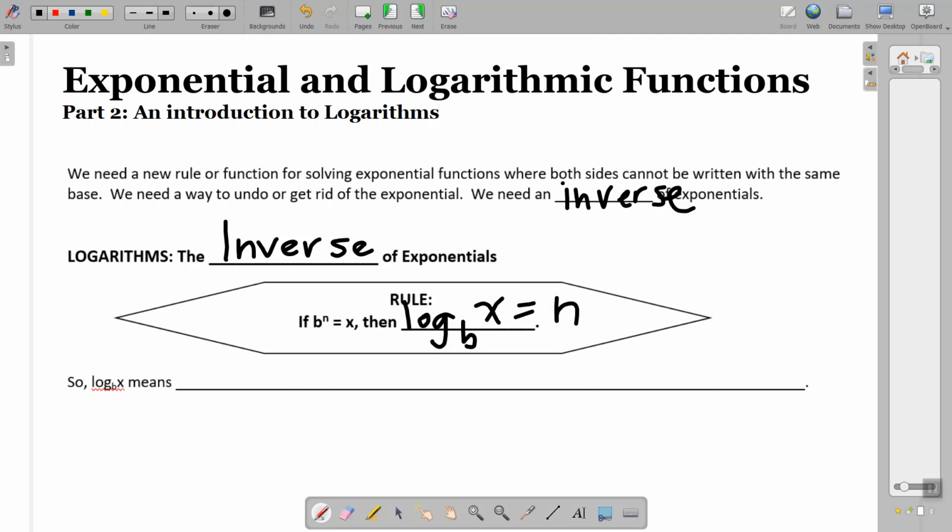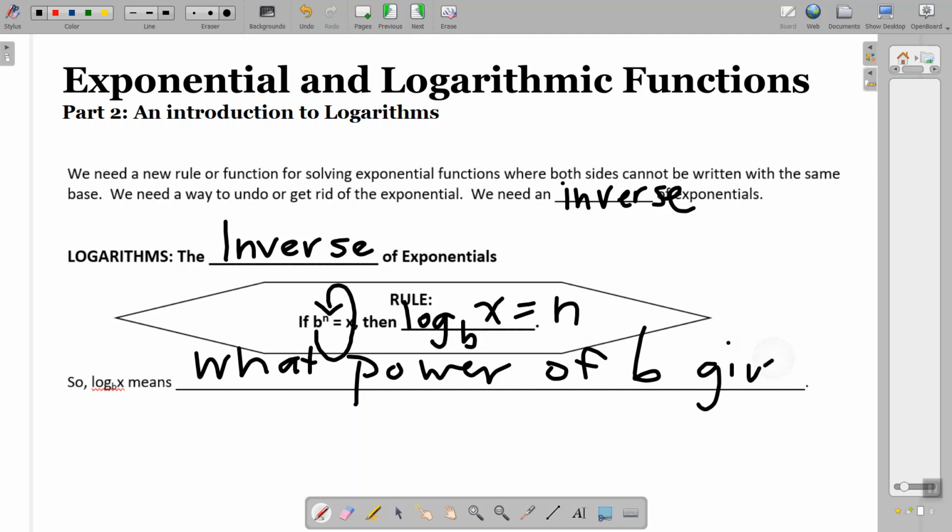Okay, so basically what we're saying is if we write this in the form of a logarithm, if the base is b and we get an output of x, then what power would there have had to have been? This answers the question, what power? So log base b of x means what power of b gives the output x. Okay, so the answer to a logarithm is a power. It is the inverse of exponential.